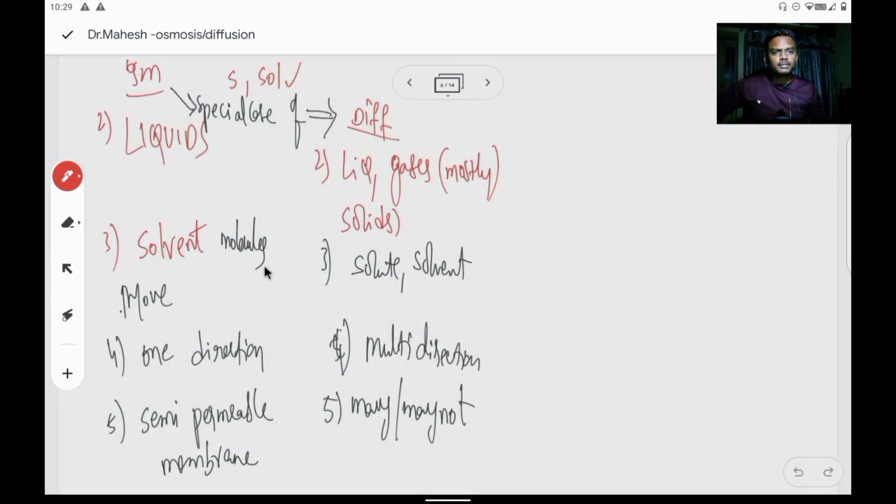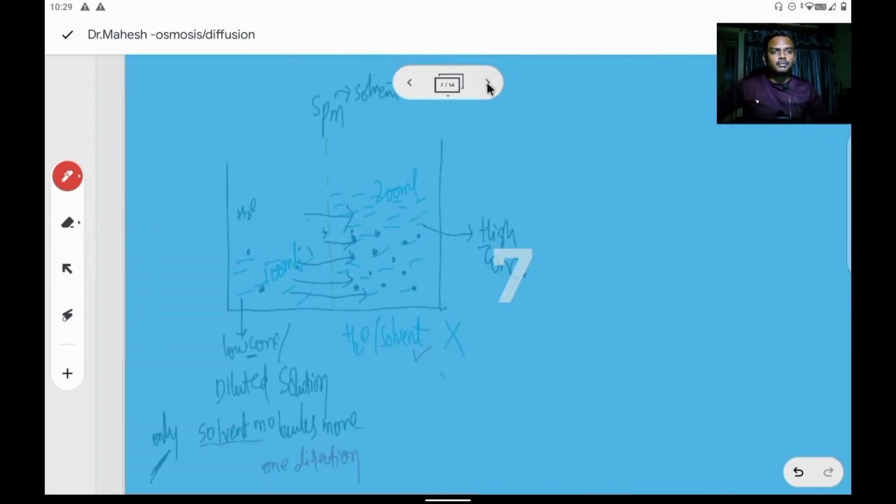So now you understand this. It occurs only in liquids; it occurs in gases mostly. In solvent molecules, I told you only water moves. Here both move, and this I will tell later. It is only one directional move. A semi-permeable membrane should be there. Okay. Now I will explain these 3 points in diffusion.